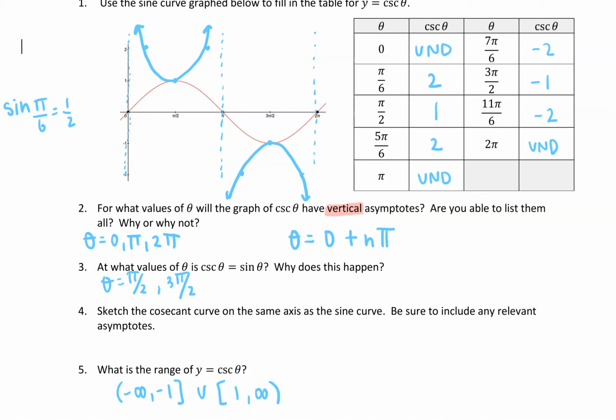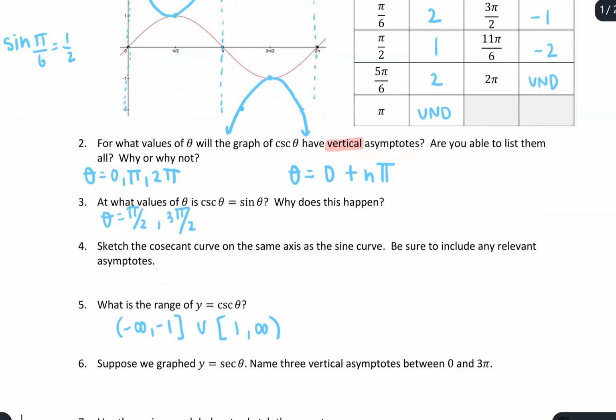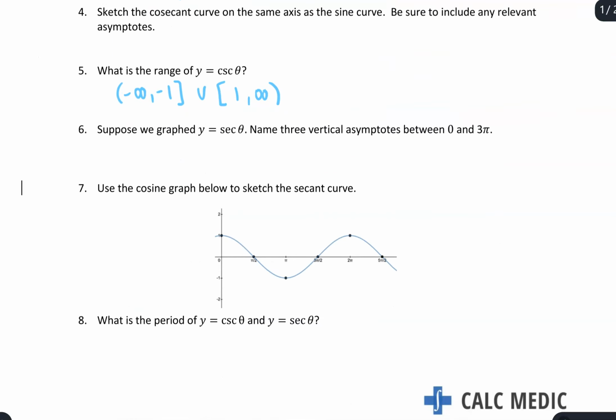Good deal. Okay. So, suppose we graphed y equals secant of theta. Name 3 vertical asymptotes between 0 and 3 pi. So, secant is going to be the what to cosine. So where are my asymptotes going to happen here? At pi over 2? At 3 pi over 2? And what? 5 pi over 2. Yes? And we can keep going in either direction, right?